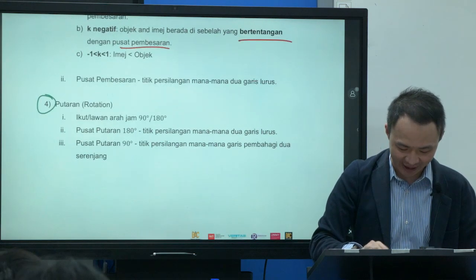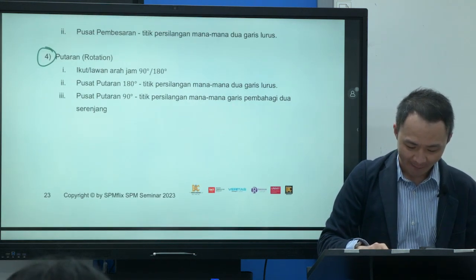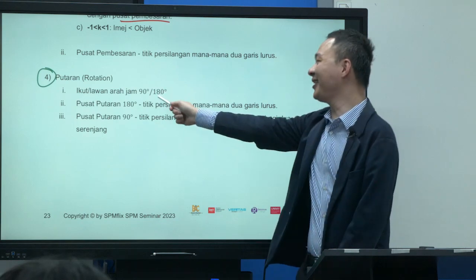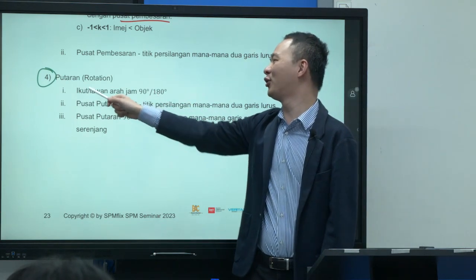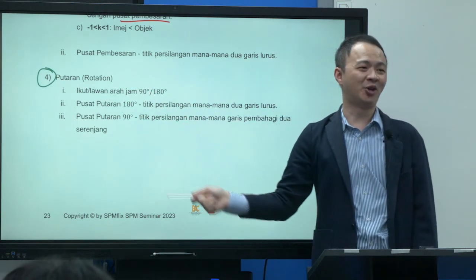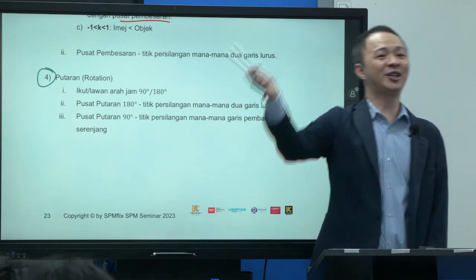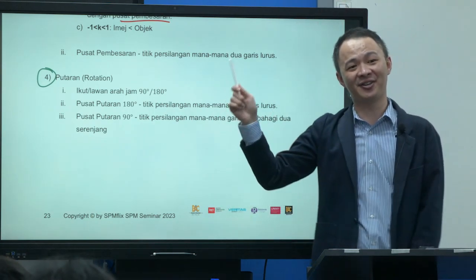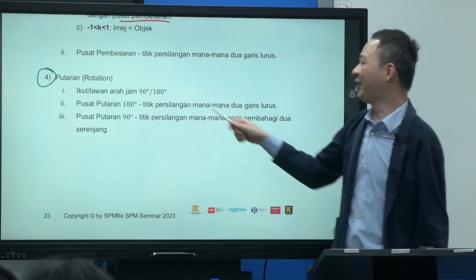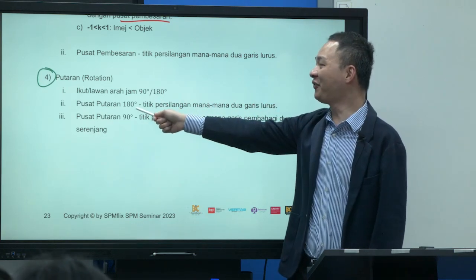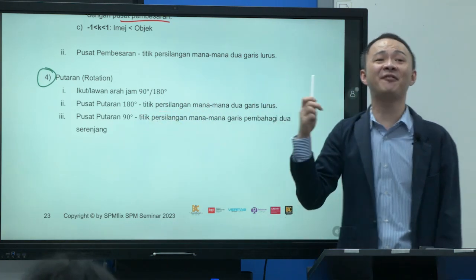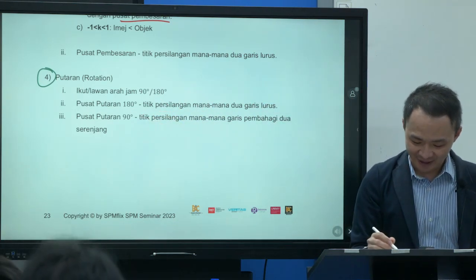I hope I can see some questions together with you. Okay, 180 is the only one that does not need to say ikut or lawan arah jam. Normally we don't say one, because ikut jam 180 and lawan jam 180 is the same. So 180 no need to say. And if you want to find the center point for 180, it is the same as the enlargement.